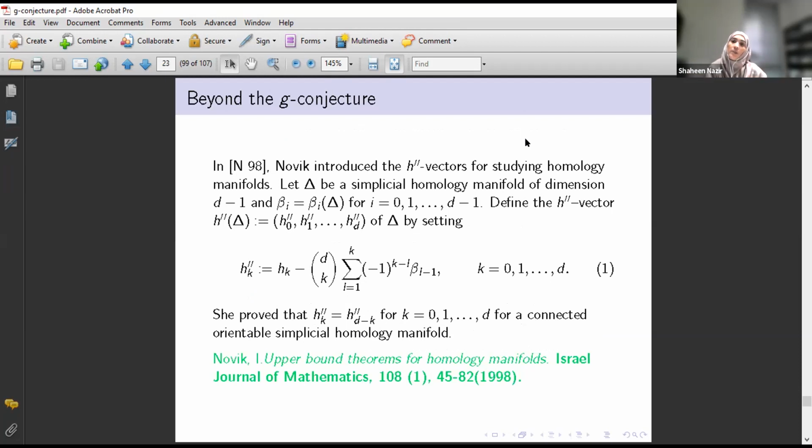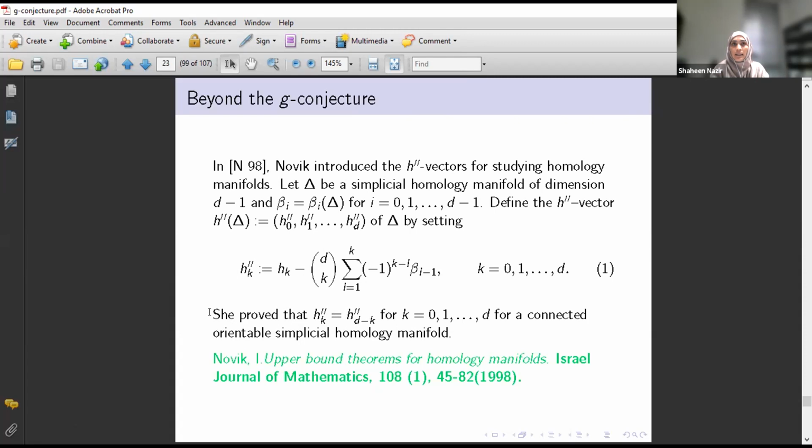But the G conjecture opens many other questions and studies as well. For example, in 1998, Isabella Novik introduced the h double bar vector to study these homology manifolds. Why did she use the h double bar vector? She proved that if you just shift these h-vectors, because from the definition you can see that the h-vector is just shifted by some Betti numbers of these manifolds, you get this new h double bar vector. She proved that it has this symmetry relation for connected orientable simplicial manifolds.